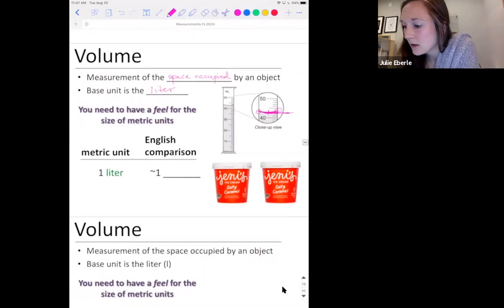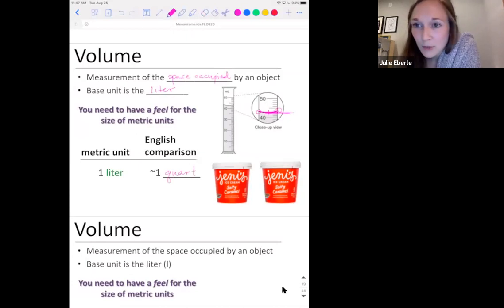Okay, but going back to, well, how big is a liter? This is actually one we're pretty familiar with. We can buy sodas and Cokes in a 1 liter bottle or a 2 liter bottle. So you're probably familiar with about how big a liter is. But the English comparison is it's about a quart. Okay, you can go buy a quart of oil.